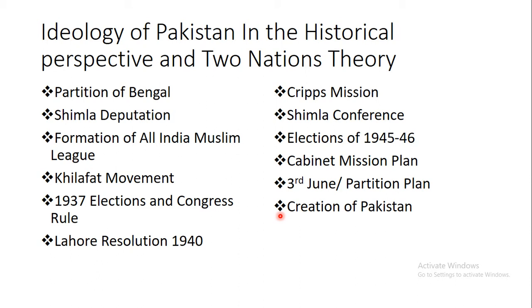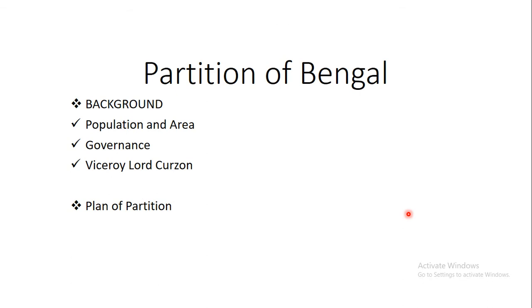So the topics of the freedom struggle are: the partition of Bengal, the Simla deputation, the formation of the All India Muslim League, the Khilafat movement, the 1937 elections and the Congress rule under the 1935 Act, the Lahore Resolution 1940, the Cripps Mission, the Shimla Conference, the election of 45-46, the Cabinet Mission Plan, the 3rd June Plan and the creation of Pakistan. So the first topic is the partition of Bengal.